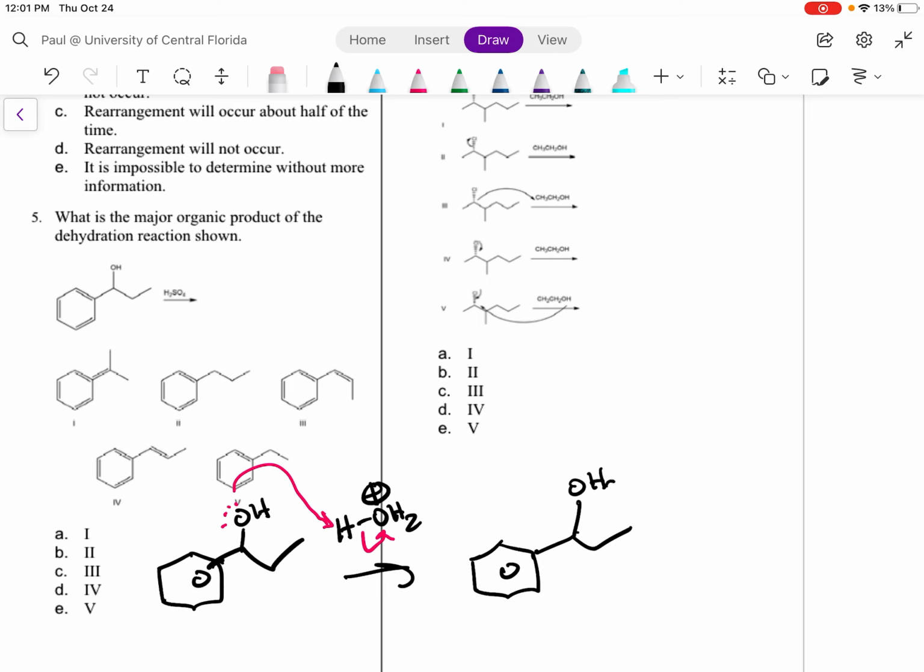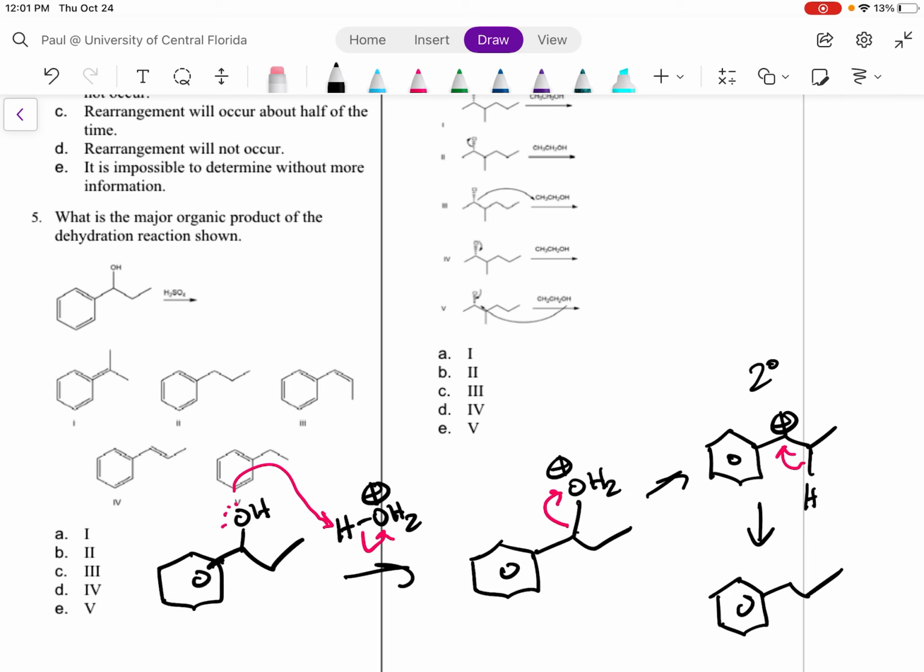That's going to be water now, which turns into a good leaving group. So that means it leaves. And so when that leaves, we generate a carbocation. And now we have to pause and say, hey, that's a secondary carbocation. Can it rearrange to something more stable? And some people would say, hey, there's a hydrogen here. What if we did a hydride shift? Then if we did that hydride shift, what would we get? We would get something that looks like this.